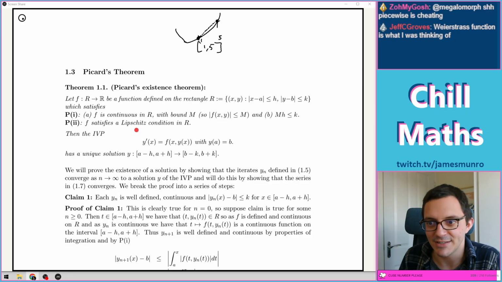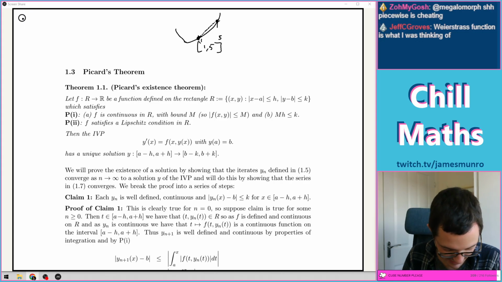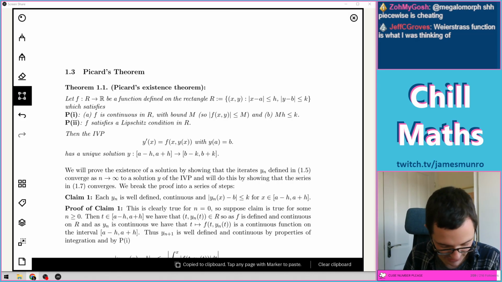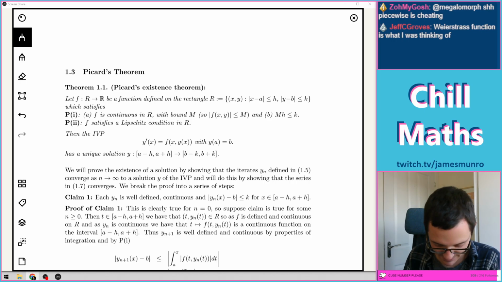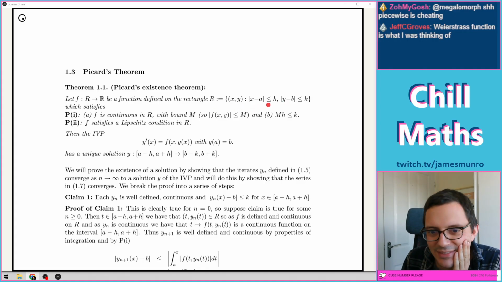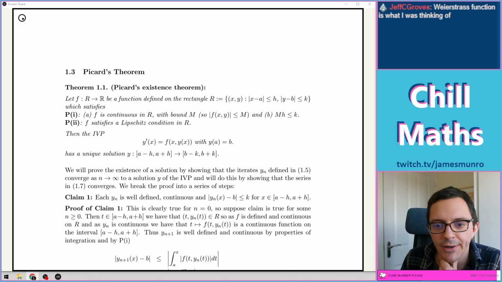Okay, here's Picard's existence theorem. It's going to tell us when we can solve differential equations, or at least when we can get unique solutions for differential equations. Here's a function defined on the rectangle, so with these less than or equal to sides. That's a definition of a rectangle as well, so that's nice. And it has to do these.